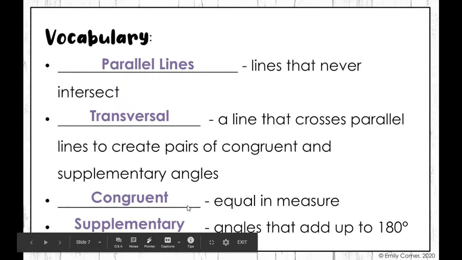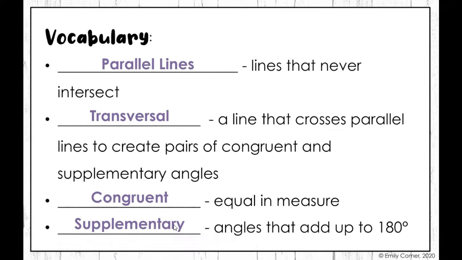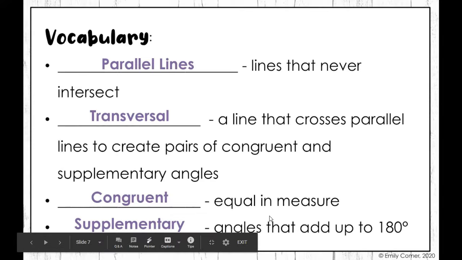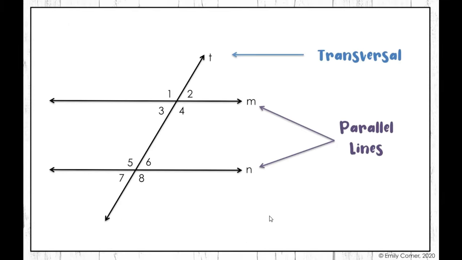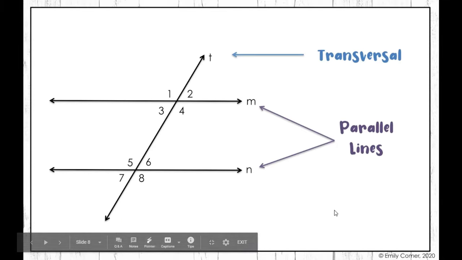You should know by now that congruent means equal or identical or exact replicas of one another. Congruent angles should be equal in measure. And supplementary from last lecture means angles that add up to 180 degrees. So here's a picture of what I mean. Parallel lines, line M and line N are parallel, and the transversal cuts in between the two and goes through it.